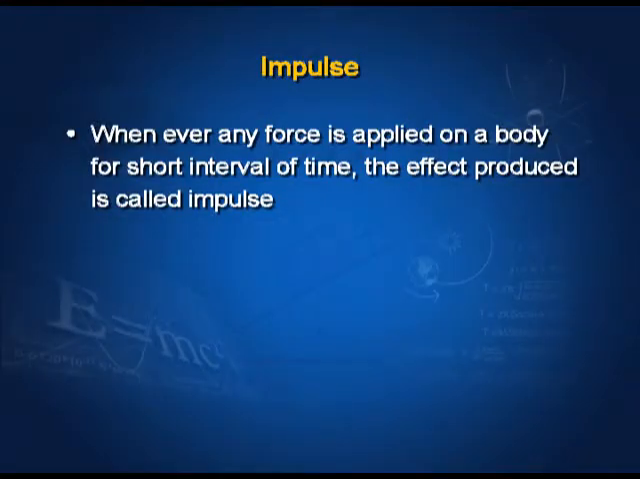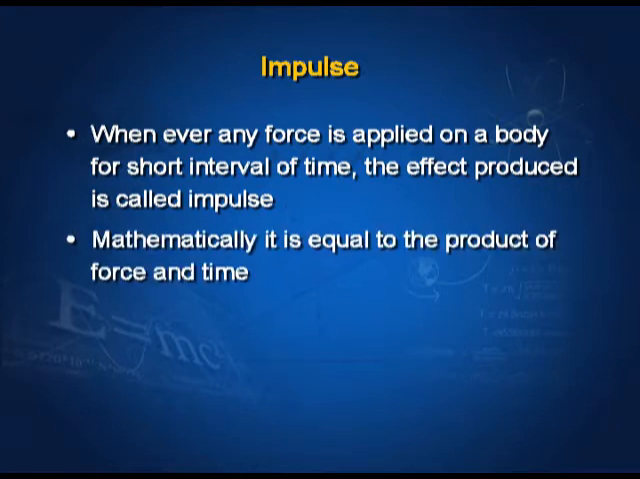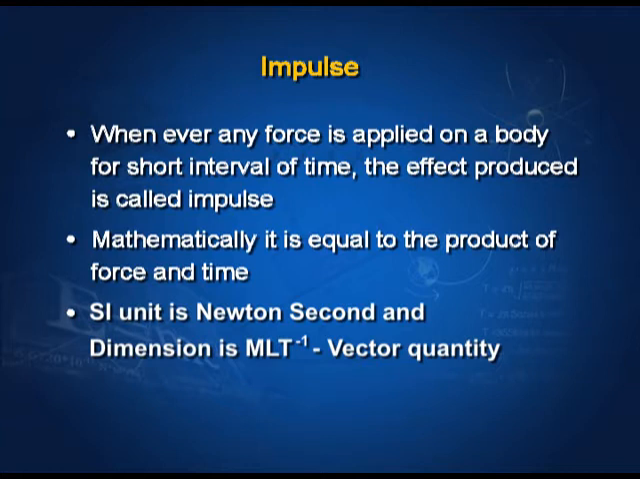Whenever any force is applied on a body for a short interval of time, then the effect produced by the force is called impulse. Mathematically, it is equal to the product of force and time. Its SI unit is Newton second and dimension is MLT^-1. As velocity is a vector quantity, impulse is also a vector quantity.